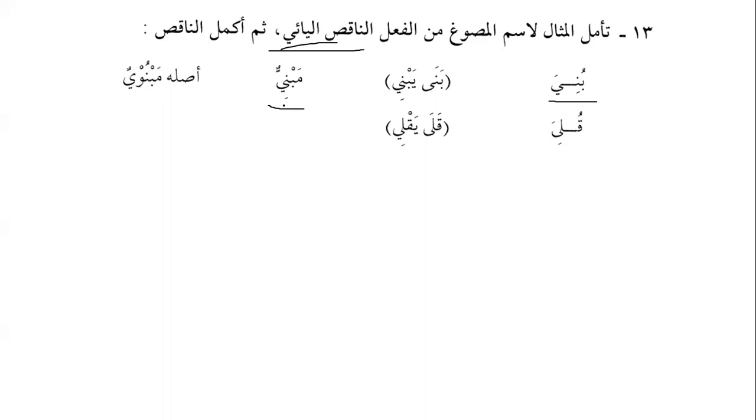Mabniyun is something that is constructed, something that is built, and asluhu mabnuyun. Then we have qala yaqli, and we have quliya. Qala means to fry, I guess, right? And then we will have maqliyun, something that is fried. Asluhu maqluyun. So today we have some terms of the barbecue.